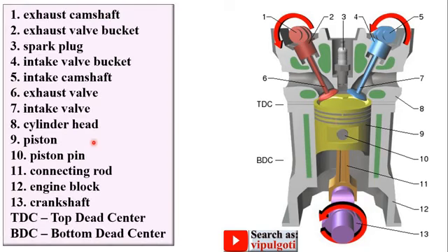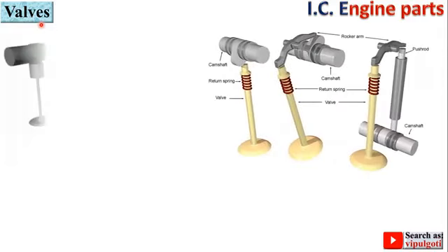So this is the cut section of the IC engine, and these are the different parts that we are going to discuss one by one. So let's start from the first part of the IC engine, valves.